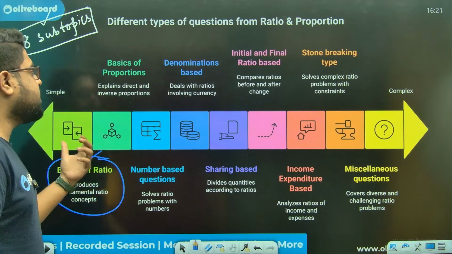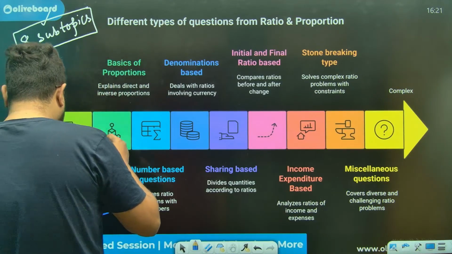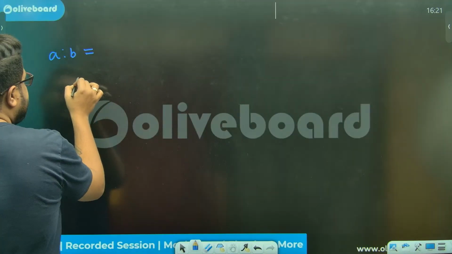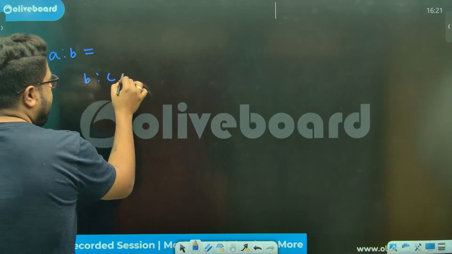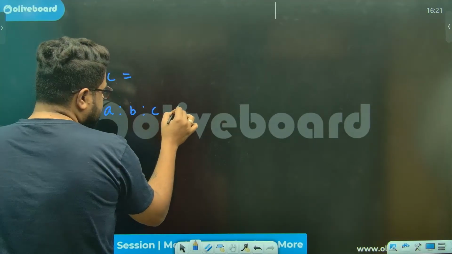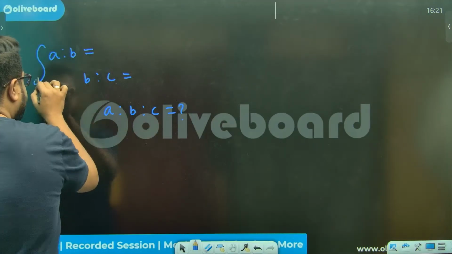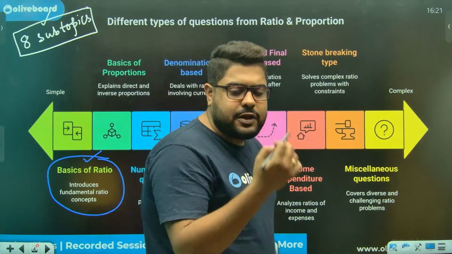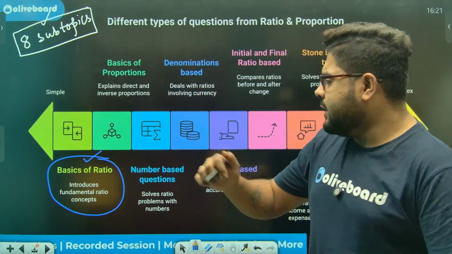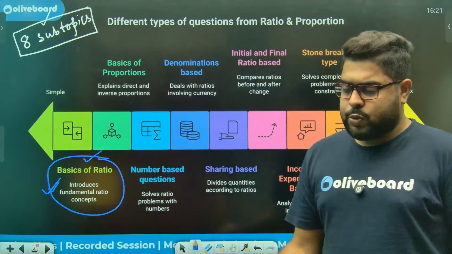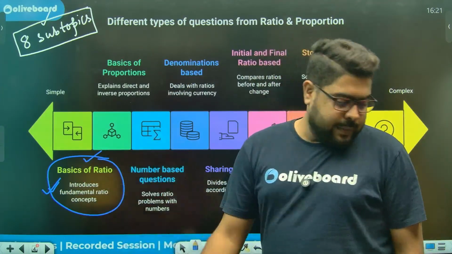How can you join them? Say A is to B is given, and B is to C is given. How to get from here A is to B is to C? These are joining of ratio questions. Compound ratio questions, inverse ratio questions, all these types will be considered in the basics.